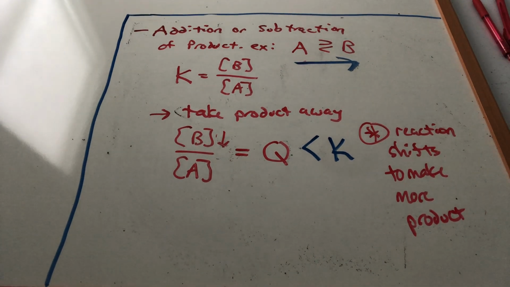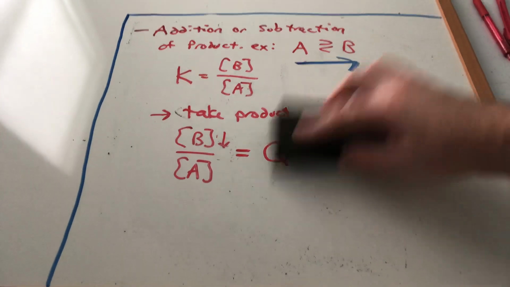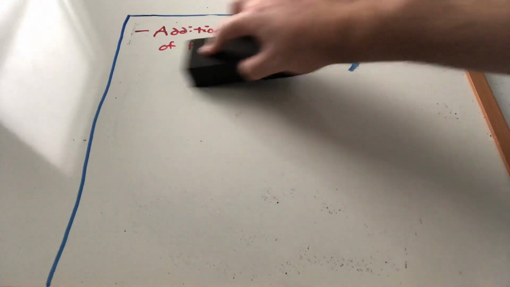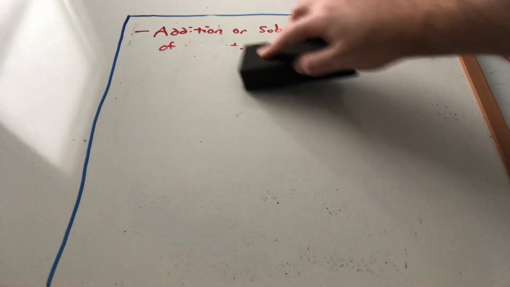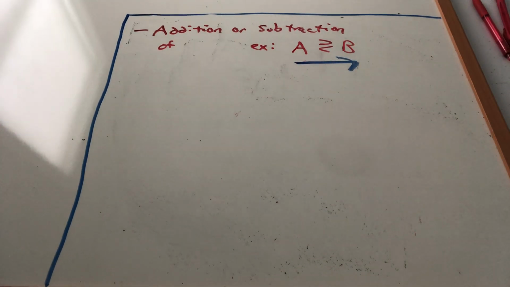We take product away, the equilibrium is going to go and try to make more product to make up for that change that we actually enforced. Okay? Now, we can do it real quickly. All right, we can kind of just make the same arguments talking about addition and subtraction of reactant.